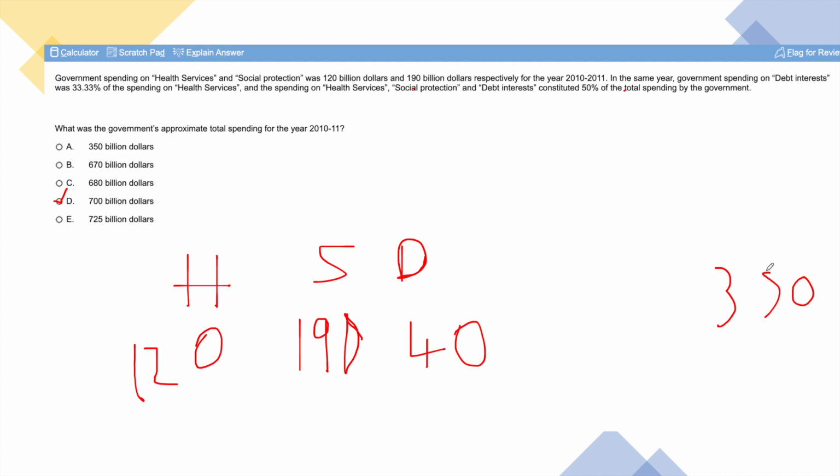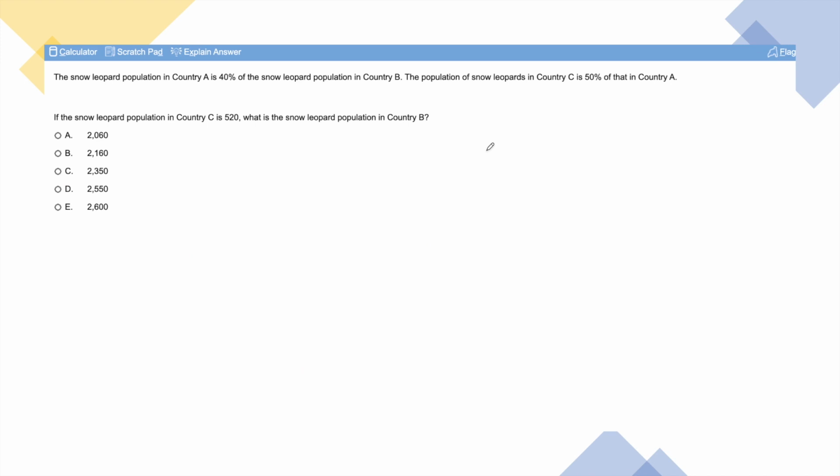Question 2, that was the answer. Right. The snow leopard population in country A is 40% of the snow leopard population in country B. The population of snow leopards in country C is 50% of that in country A. If the snow leopard population in country C is 520, what is the snow leopard population in country B? So country C is 50% of country A, which means A is 2 times this, which is 1,040.